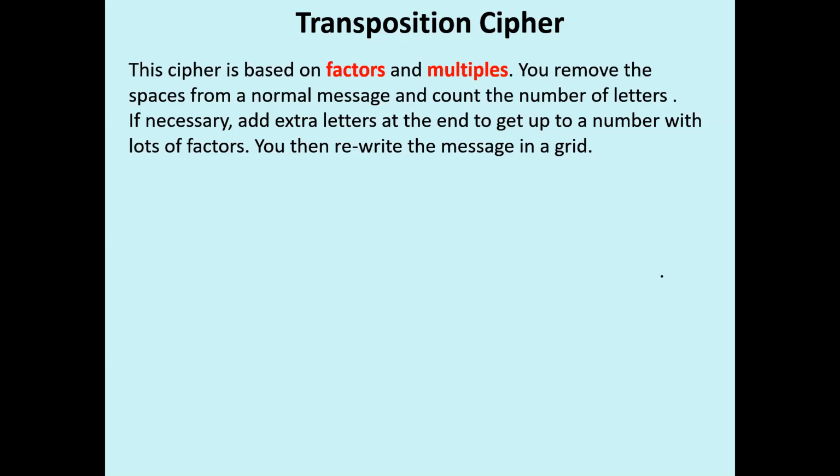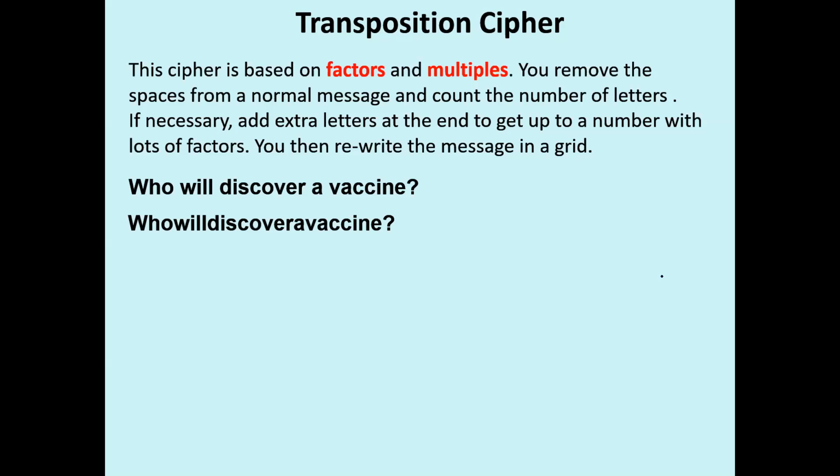So let's have a look at an example. Suppose this is the phrase that you want to encode: who will discover a vaccine? The first step then is to remove the spaces. So we end up with something like this, and then you need to count the number of letters. You can see here that there's actually 24 letters, so we don't need to add any X's on the end because 24 gives us lots of different factor pairs: 12 times 2, 8 times 3, 24 times 1, etc.